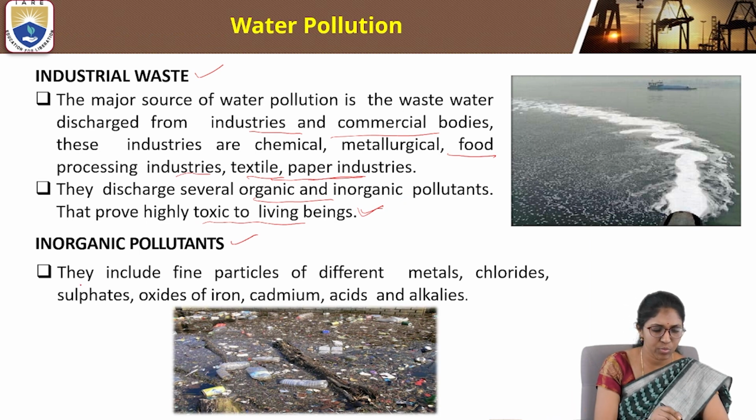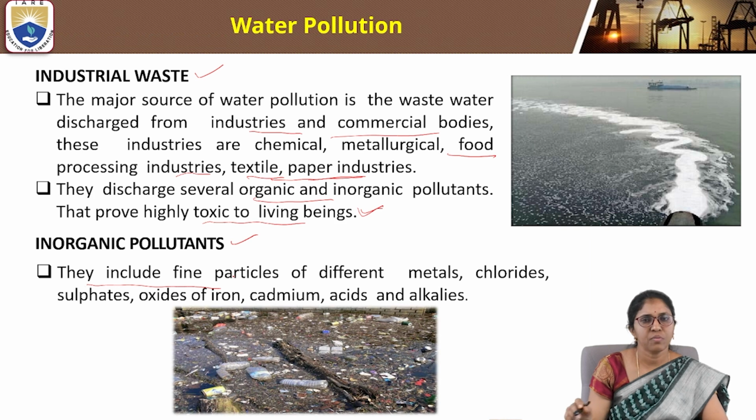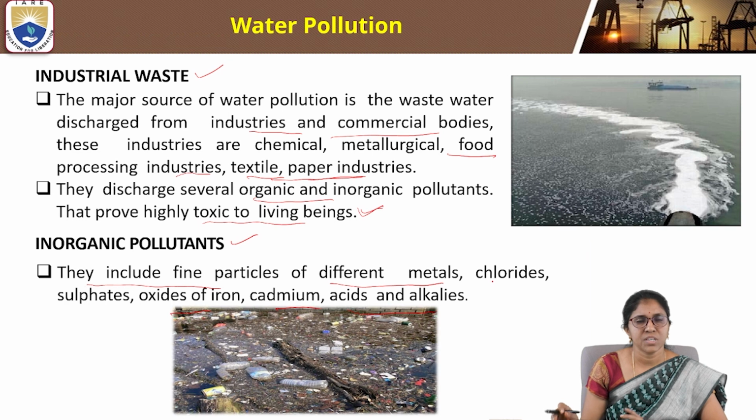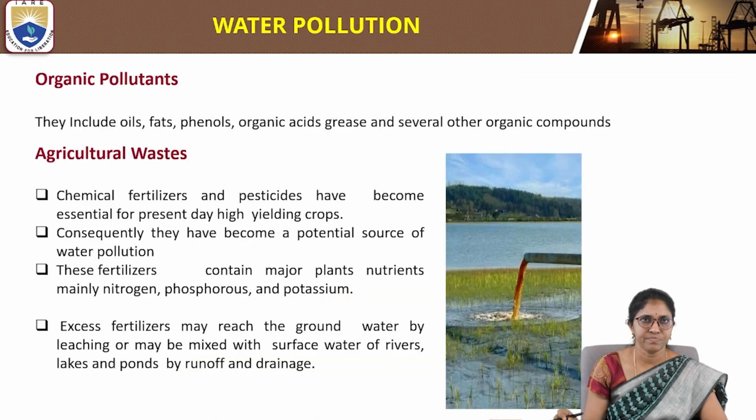Inorganic pollutants include fine particles of different metals, chlorides, sulfides, and oxides of iron, cadmium, acids, and alkalis. So industrial waste has both organic and inorganic pollutants, and these are very harmful to human beings.